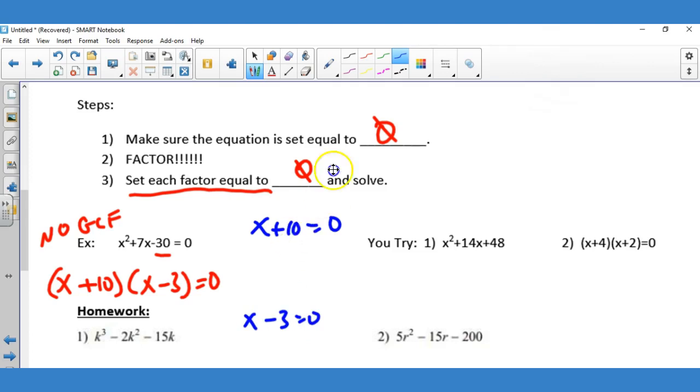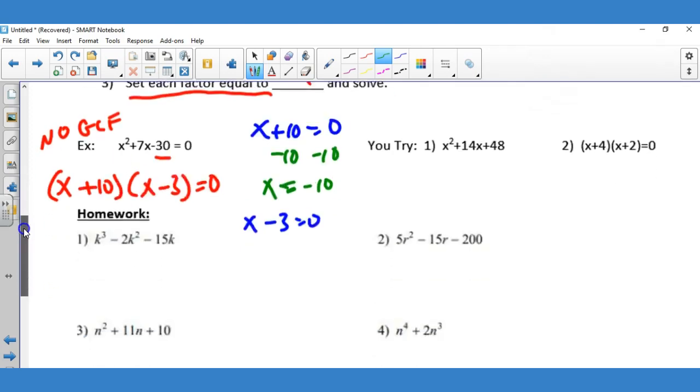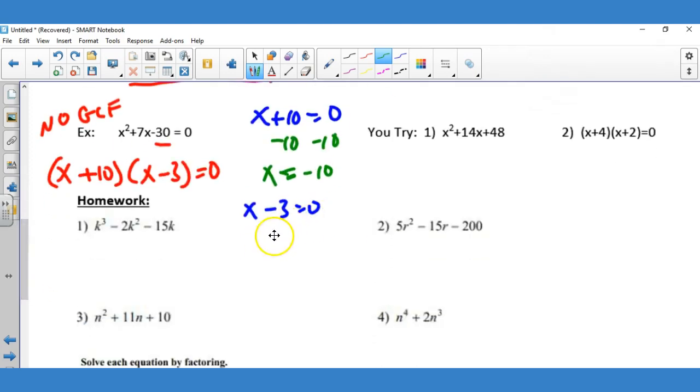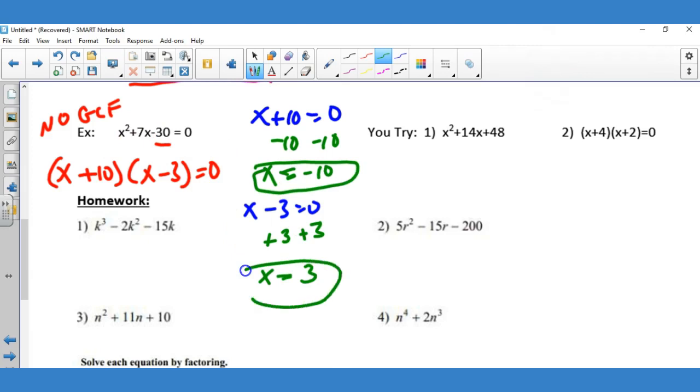For this one, x plus 10 equals 0. Subtract 10 on both sides, and we get x equals negative 10. That's one solution. The other one, x minus 3 equals 0. We add 3 to both sides and get x equals 3. So my two solutions for this example are x equals negative 10 and x equals 3.